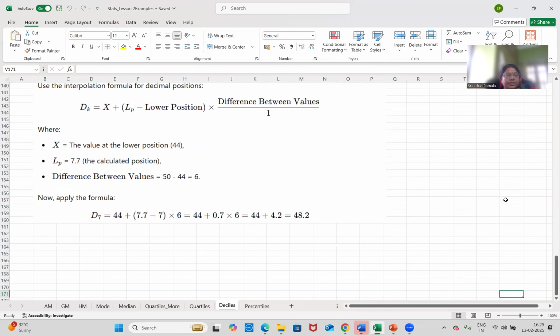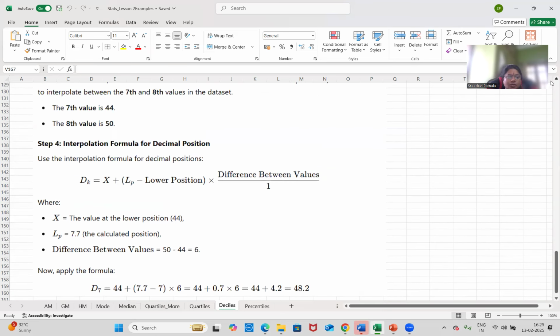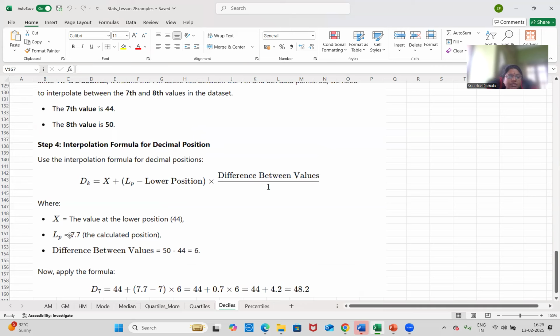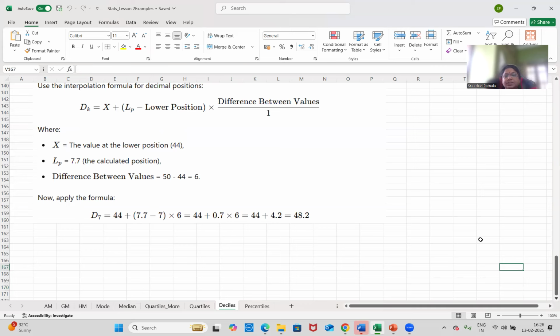And so you substitute the values. LP is 7.7, the lower bound is 44, and 7.7 minus 7. 7 is your lower position. What is the value for 7? 7.7 is your position, and 7 is your lower position value. Just substitute that and you will get the value. Okay, this is for the deciles.